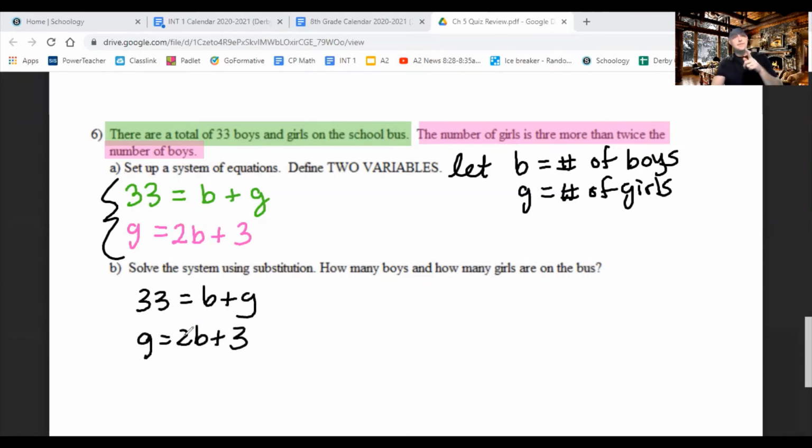Step 1, isolate a variable. Well, g is already isolated in the second equation, so we're ready to do step 2: substitute that expression for the same variable in the other equation. So we're now going to rewrite that top equation, but instead of g, we'll put 2b plus 3 because they're one and the same. And now let's combine like terms and solve for b. Step 3, solve for your variable.